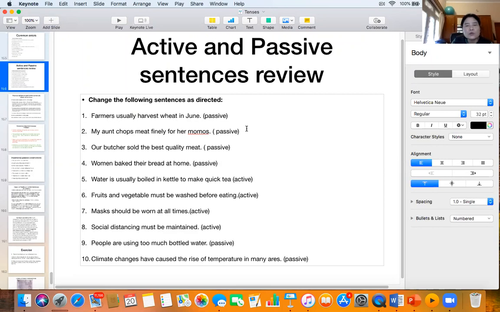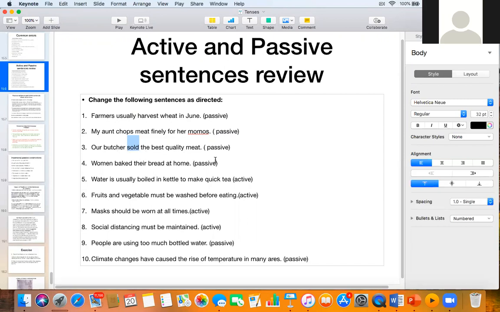Okay. All right. What about number 3? Our butcher sold the best quality meat. Change it to passive. Best quality meat is sold by our butcher. This is past tense. Sold. This itself is past. You don't say is. You say was. The best quality meat was sold by our butcher.